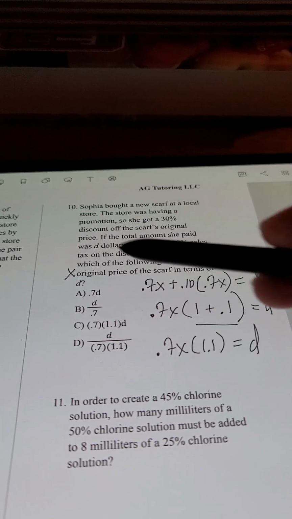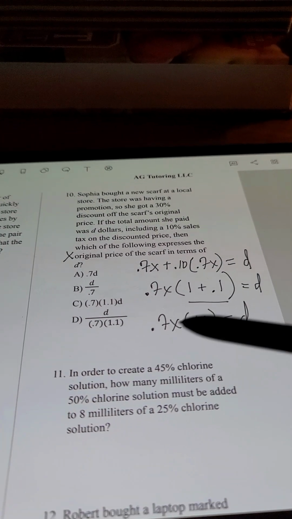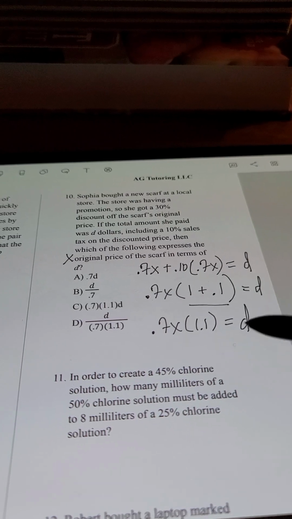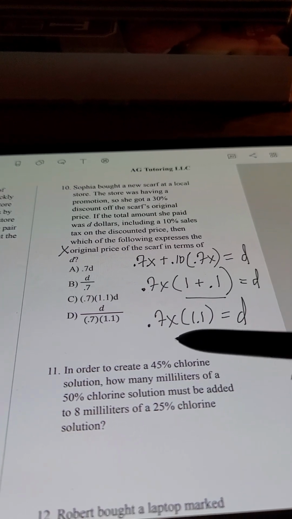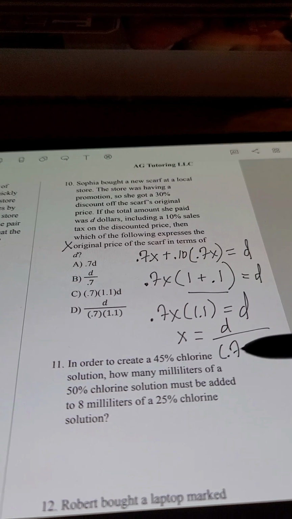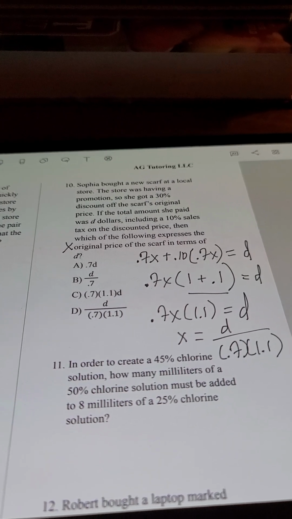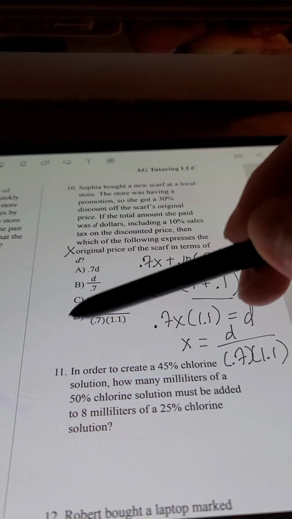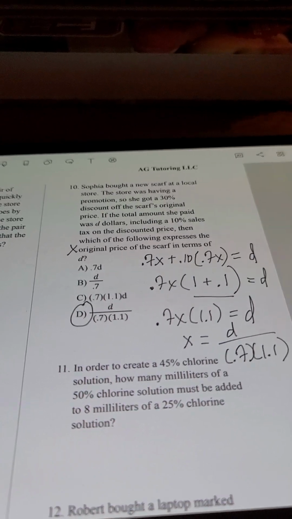And then remember, we want to find X, the original price, so I have to divide by 0.7 and divide by 1.1 on each side to get X by itself. So I get X is equal to D over 0.7 times 1.1. So the correct answer would be D.